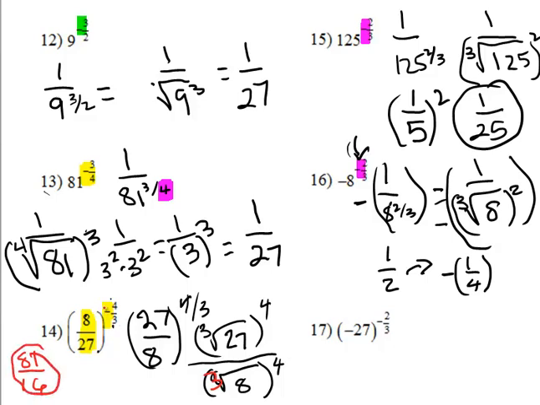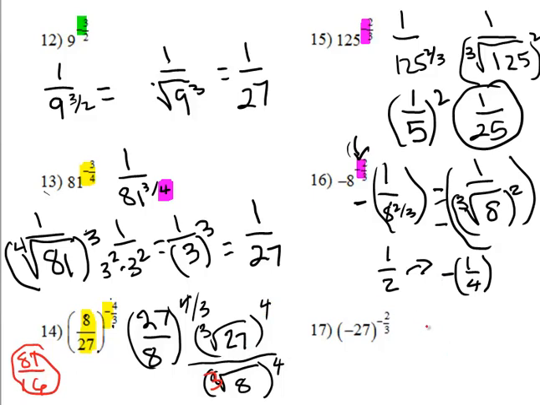So again, the first thing I did was make it a reciprocal. Then I used the fractional exponent to set up my radicals. The denominator is the index, and this is the big power outside. And then I just made it small and made it big.